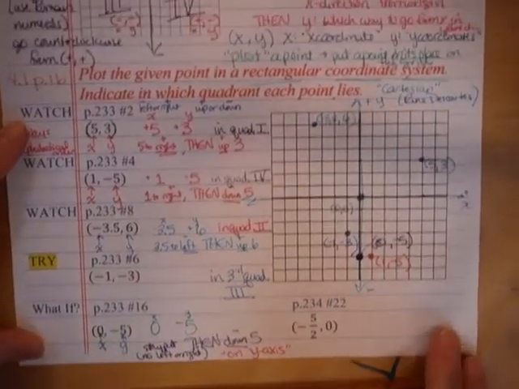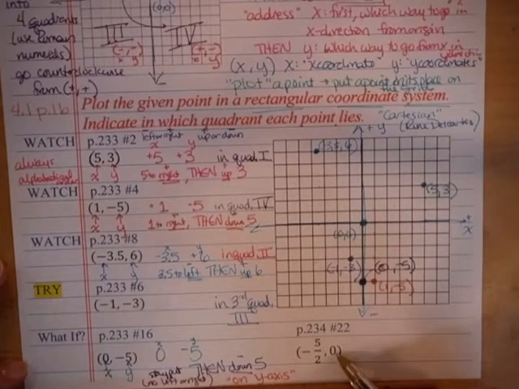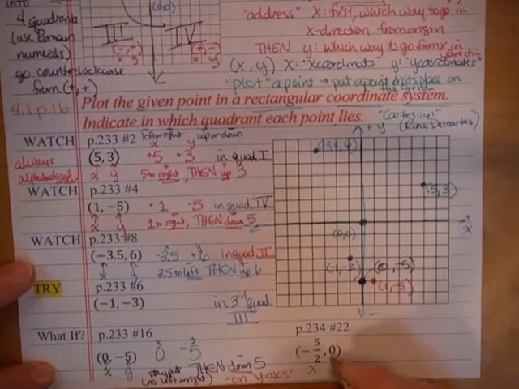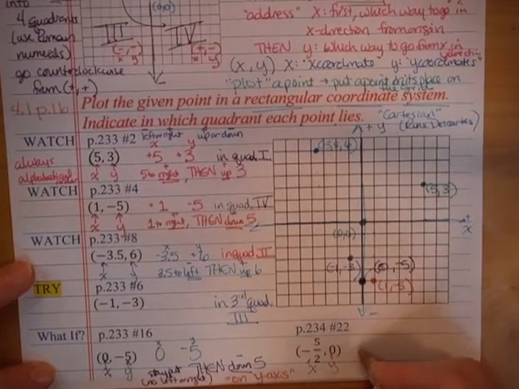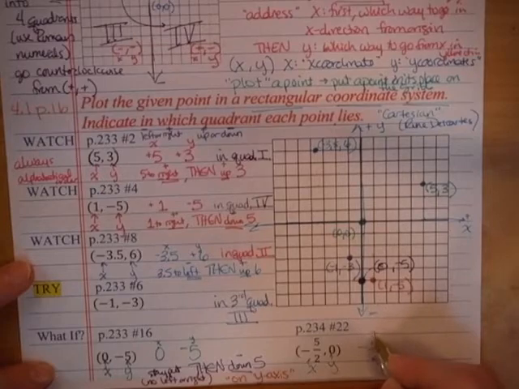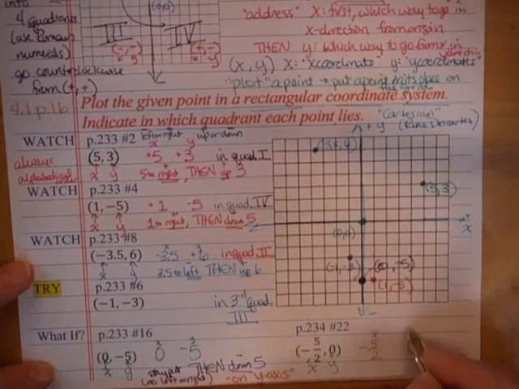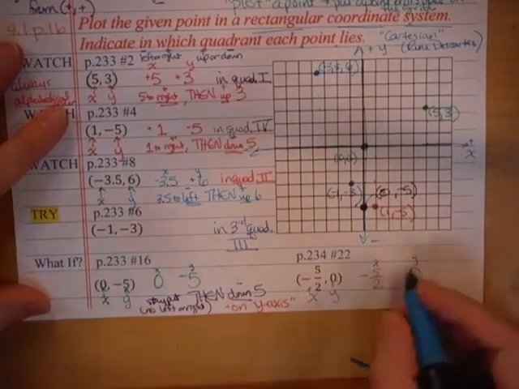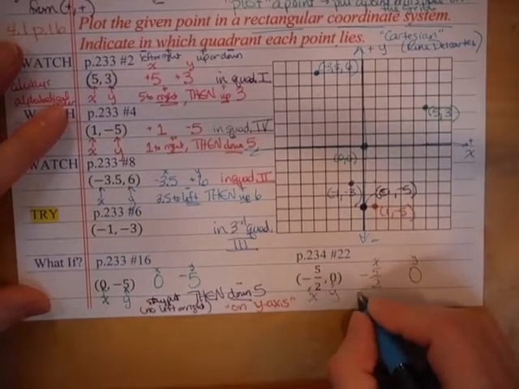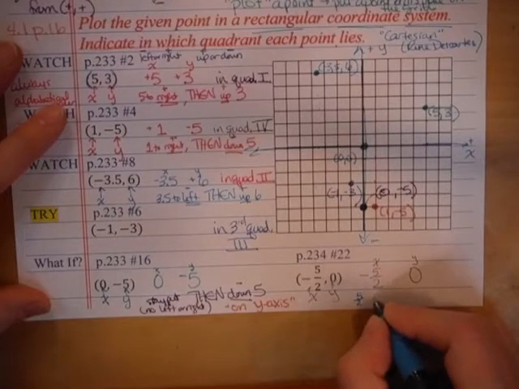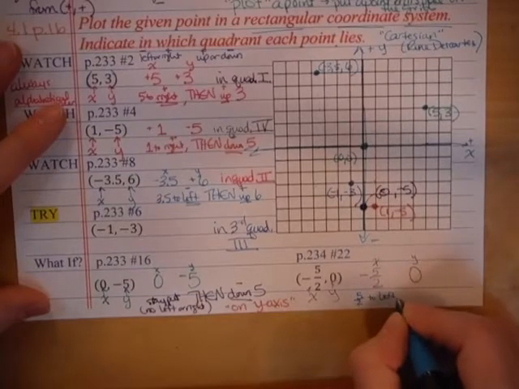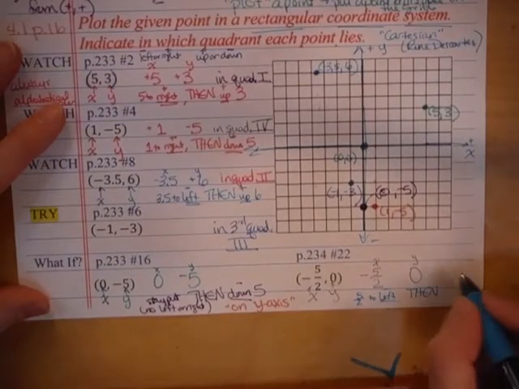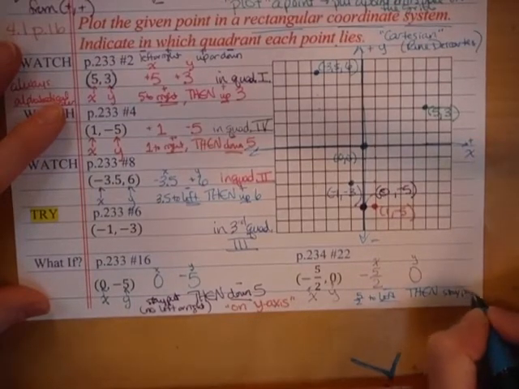Let's look at this next one here, number 22. What if you have the 0 in the y position? Well, same idea. The first one is still your x, second one is still your y. This first one is a negative 5 halves, that's our x value. Then we have a 0 for our y value. So this says that we are going to go left, 5 halves or 2.5 if you want to think of it, to the left, left because it's negative. Then this tells us how far to go up or down. We don't, we just stay put.